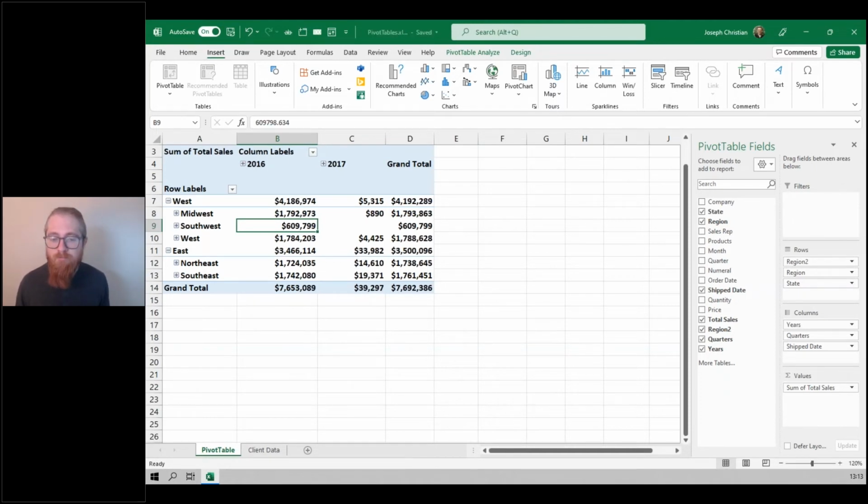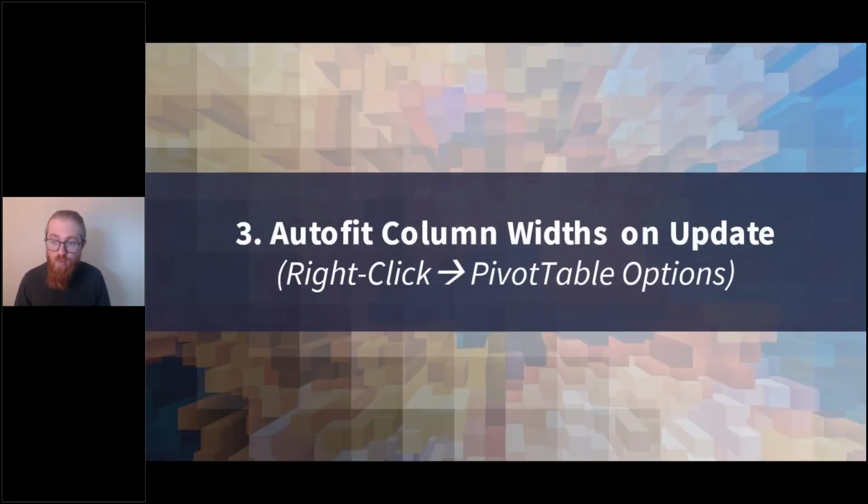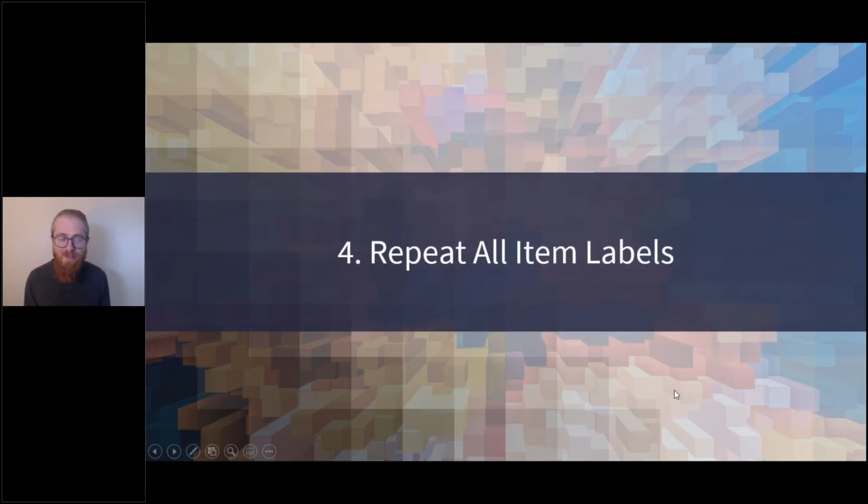Okay, so that can be a great way to help you keep control of that formatting. Auto fit column widths on update. Again, right click on one of the cells in the pivot table and then go to pivot table options. All right, next one we're going to look at, tip number 4, repeating all item labels.